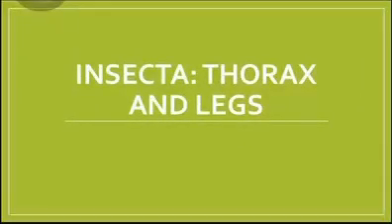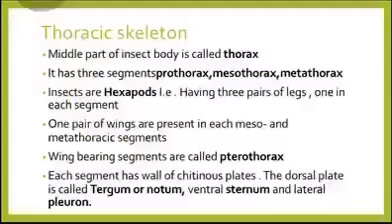Good morning, students. Today we will discuss the thorax and legs of insects. As you all know, the body of the insect is divided into three parts, that is, head, thorax, and abdomen. The middle part of the body, the thorax, is the locomotory center and it is made up of three segments: prothorax, mesothorax, and metathorax.